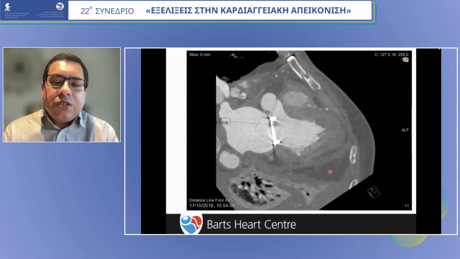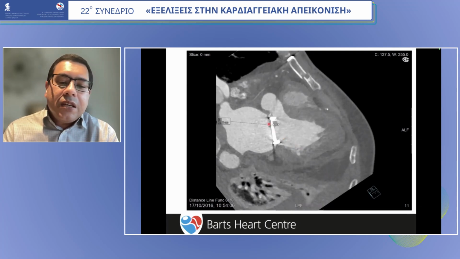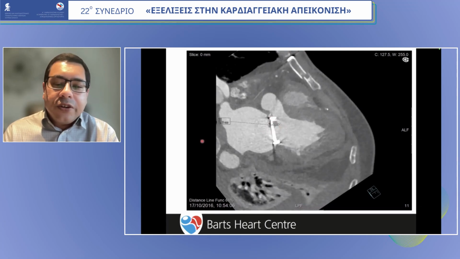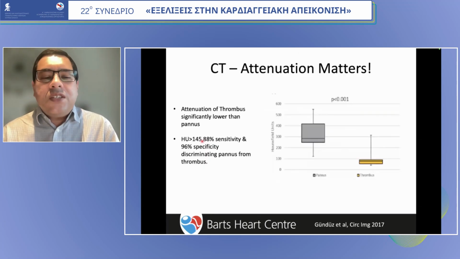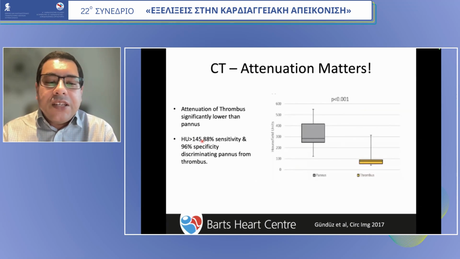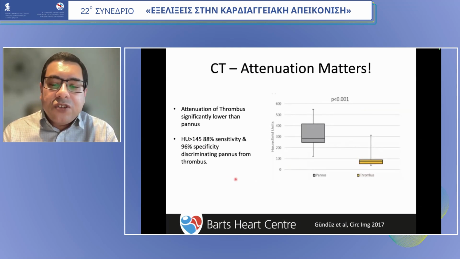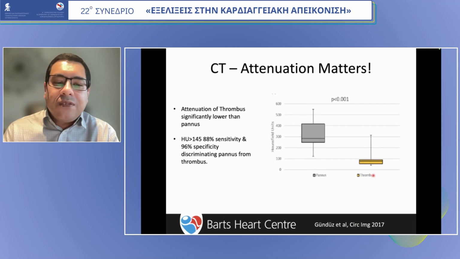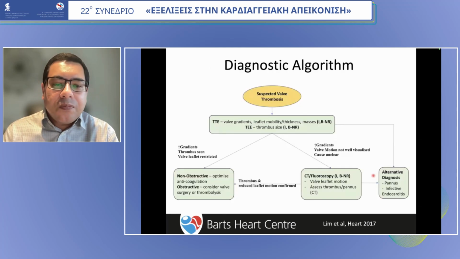If you can't see it on transthoracic, then CT is a very good alternative modality. And here you can see a clot on a mechanical valve, which wasn't seen on the transesophageal echocardiogram. On CT, we can look at the attenuation to help identify whether there's thrombus or pannus. So here you have pannus. You see the Hounsfield units of pannus are much higher than those of thrombus. A Hounsfield unit of more than 145 is good to differentiate between pannus and thrombus. So CT is very useful in that respect.